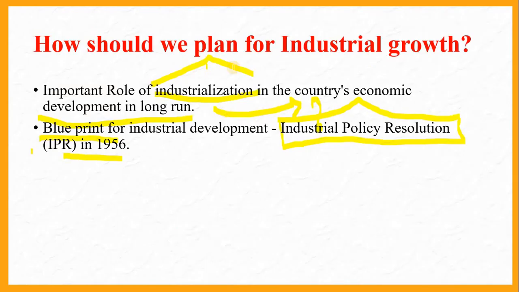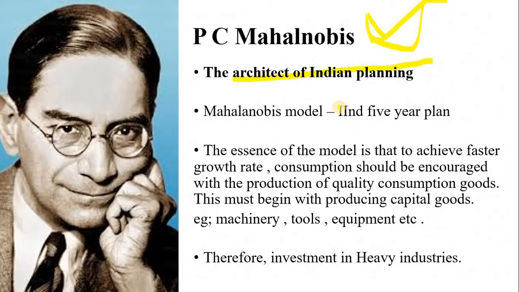Why? In the year 1956, he came up with the plan for industrialization of India. It was adopted in the second 5-year plan. It was called the Mahalanobis model. Model means something which you can take as an example and implement in other areas. So he came up with the model.